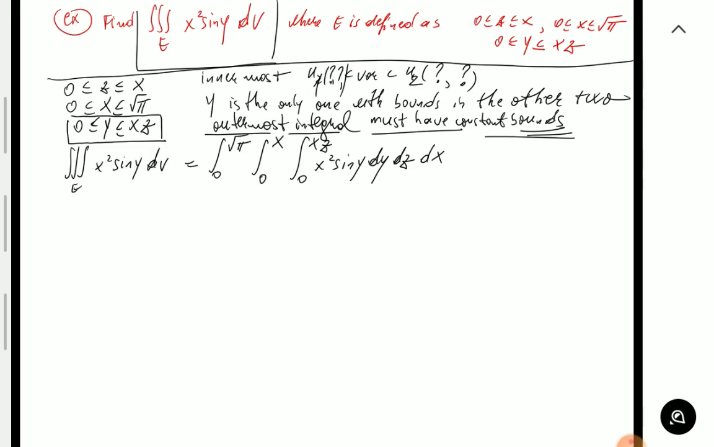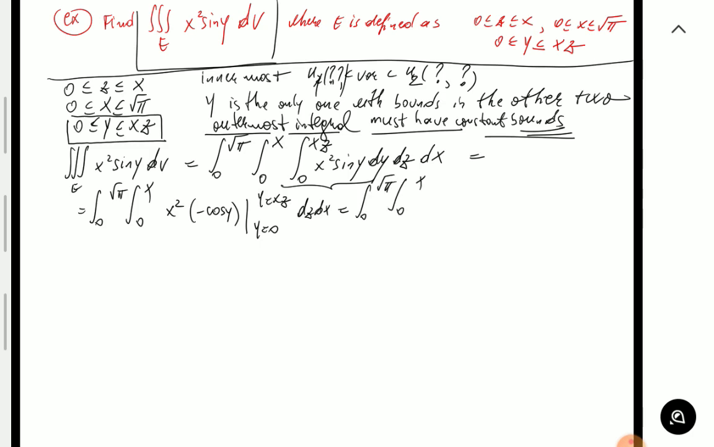So with respect to y, first, x is a constant, so let's integrate that one first. So we have x squared, the integral of sine is minus cosine of y, with y between 0 and xz. And then we'll continue with dz dx after that. Okay, let's plug in the bounds. So it's minus x squared cosine of xz, and then minus minus, which is plus x squared cosine of 0, dz dx.